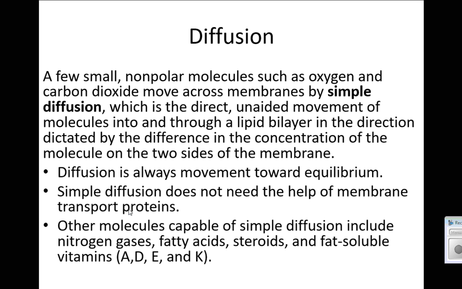Things that can do this include oxygen, carbon dioxide, but other things like nitrogen gas, fatty acids, steroids, fat-soluble vitamins. Remember the other day how I said that fats can move through fats? Well, fatty acids are obviously fats. They move through the phospholipid bilayer pretty easily. So do steroids. What are steroids? Fats. And then vitamins A, D, and K are fat-soluble. They're just like fats. Fat-soluble means that they can pass directly through that fatty phospholipid bilayer.